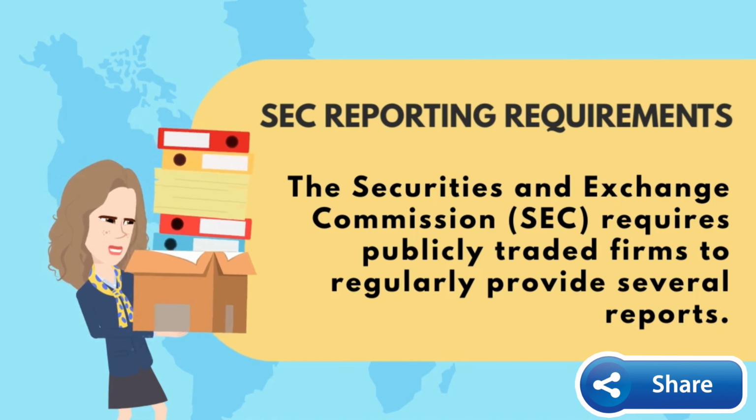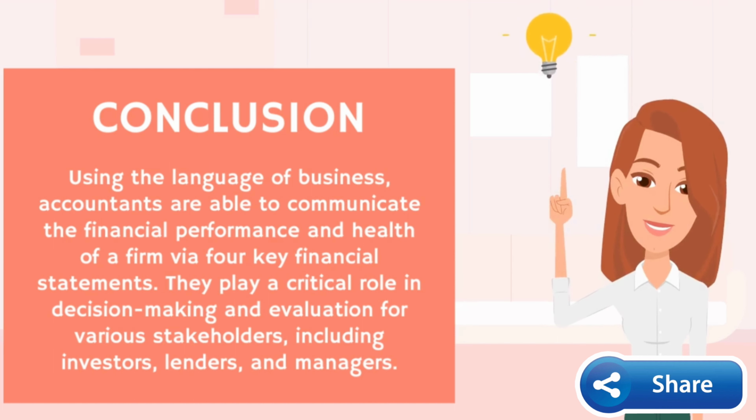Conclusion. Using the language of business, accountants are able to communicate the financial performance and health of a firm via 4 key financial statements. The balance sheet provides details of the company's sources and uses of funds. The income statement provides an understanding of revenues and expenses. The statement of owner's equity summarizes shareholders' accounts for a given period. The statement of cash flow tracks the movement of cash in the business. Together, these financial statements play a critical role in decision-making and evaluation for various stakeholders, including investors, lenders, and managers.